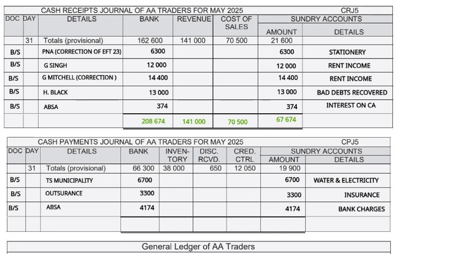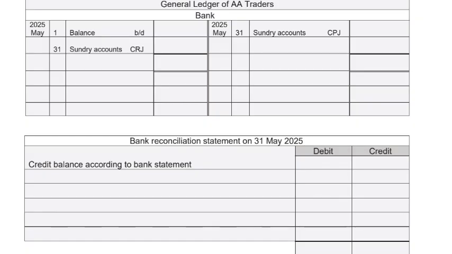Our bank total is now 80,474. Our inventory is 38,000. Our discount received is 650. Our creditors control is 12,050. And our sundry account is now 34,074. Now that we've got our new correct bank totals, we can now complete our bank account on the next page. Let's complete our bank account.